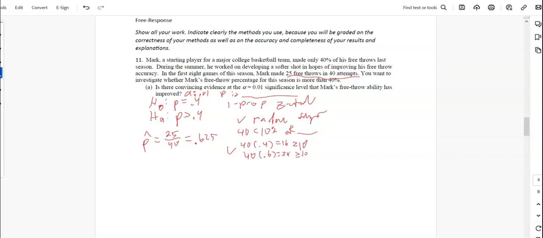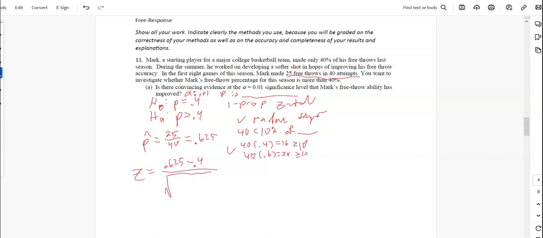Okay, Z is going to be a fraction. It's P hat, 0.625 minus 0.4. So that is a pretty big difference. I'm thinking this might work here. We'll see. Maybe he really did improve.